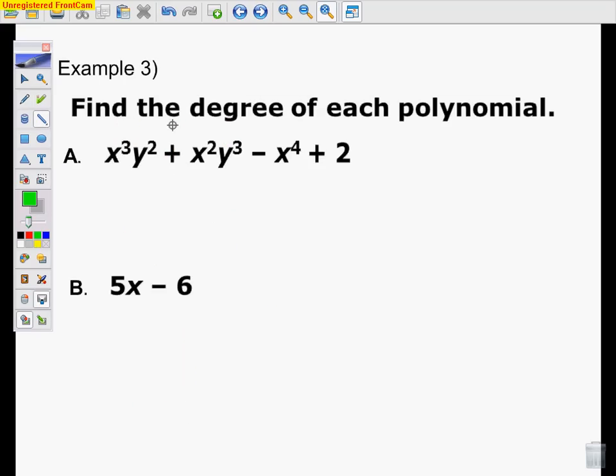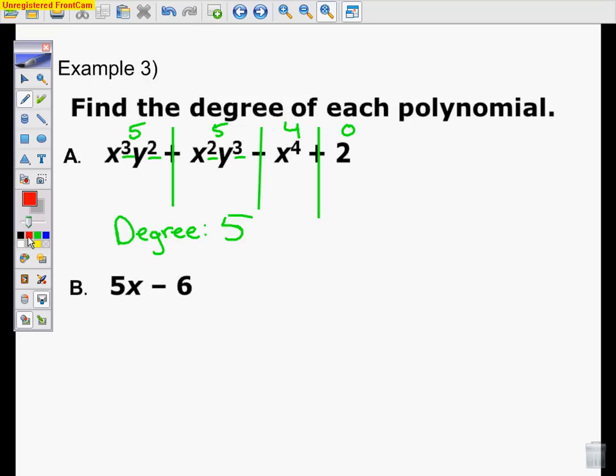So here, again, this time we actually have 4 terms. All right. The degree of the first term is 5 because we're adding those exponents. 3 plus 2 is 5. The degree of the second term is 5. The degree of the third term is 4. And the degree of the last term is 0. Once again, the degree is the highest among the terms, and so the degree is 5 for the whole polynomial.